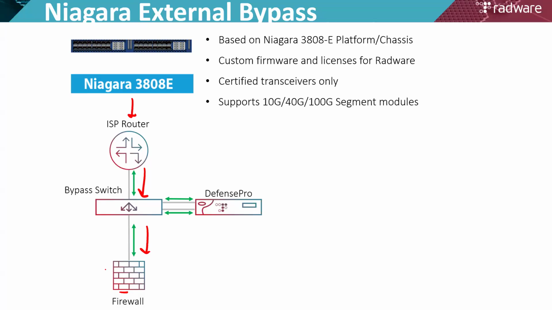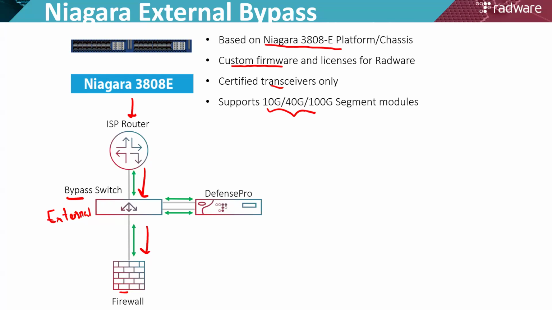Most of the devices have external bypass. That means this bypass switch is connected externally to the Defense Pro, hence they are known as external bypass. Radware offers external bypass switches, which are based on the Niagara 3808E platform. It is customized firmware, and only certified transceivers are supported, and the transceiver should be of these modules or this capacity. So these are all the things you need to be aware of regarding the bypass switches.